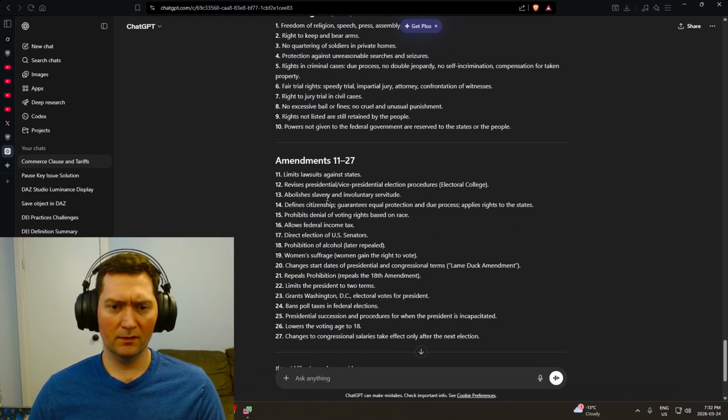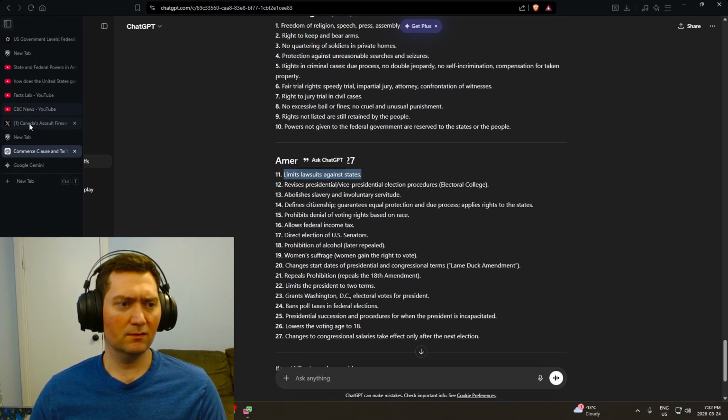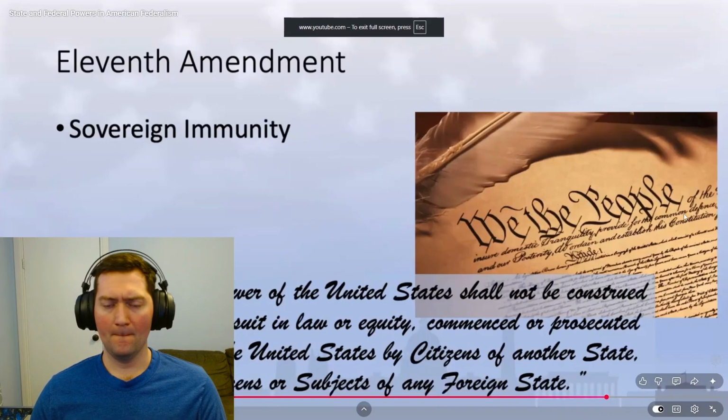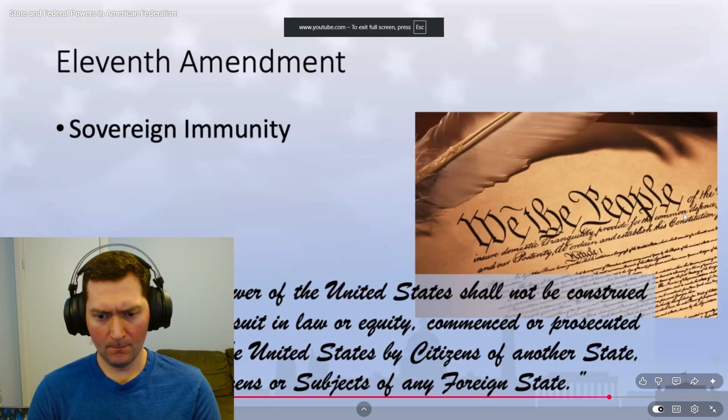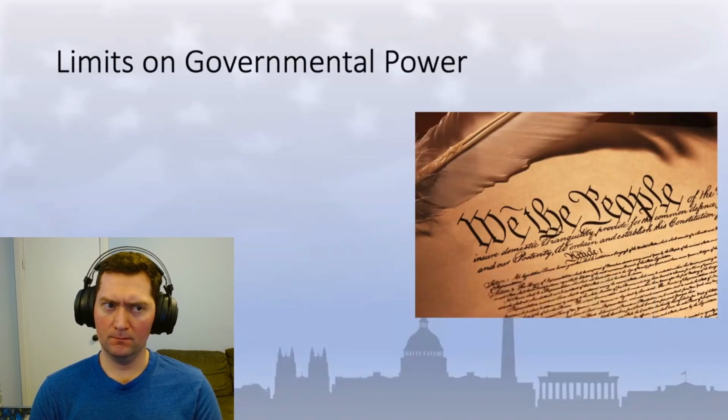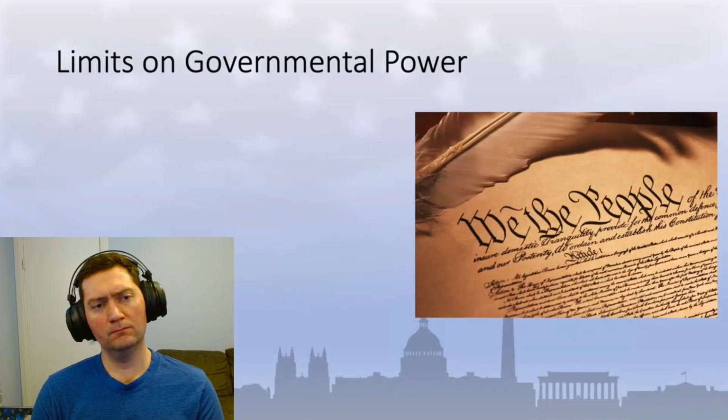The 11th Amendment limits lawsuits against states. However, sovereign immunity can also limit the ability of individuals to seek redress for grievances against the government, which has led to some criticism of the doctrine. Finally, the system of federalism outlined in the Constitution also imposes a number of limitations on the power of both the state and the national governments.